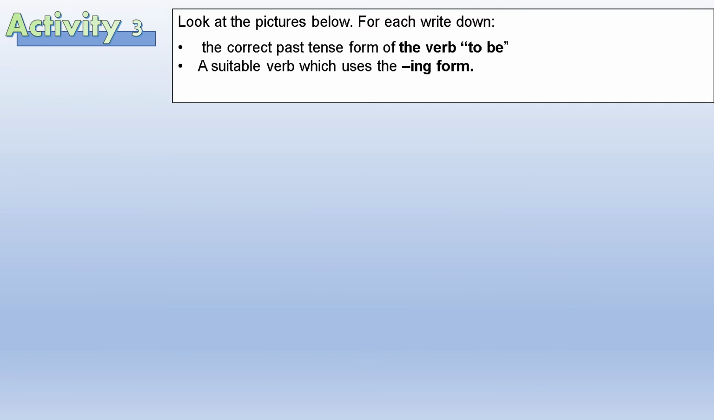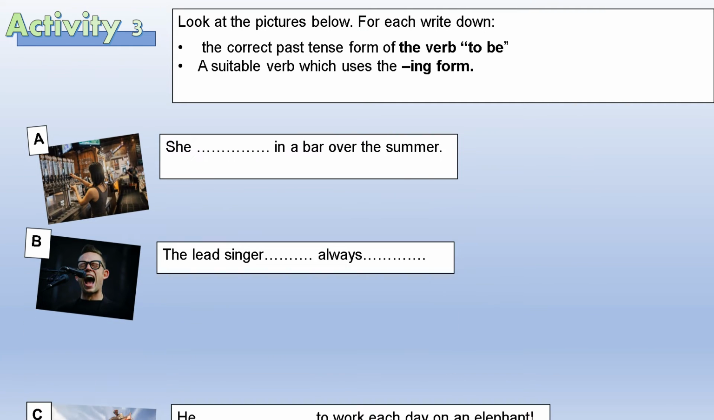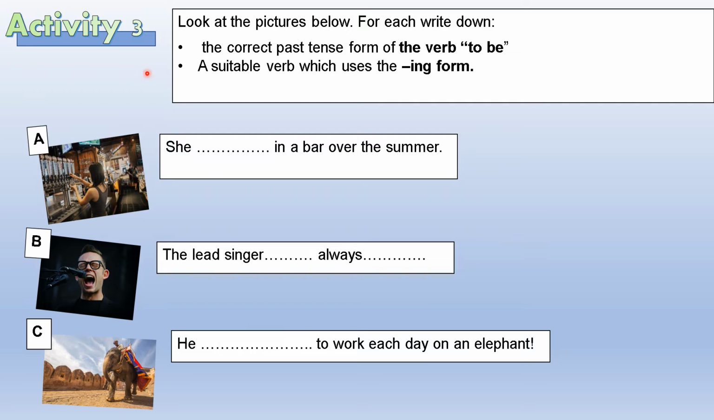Okay, activity 3. Look at these pictures. For each one, add the correct past tense form of the verb to be, and then a suitable verb which uses the ing form. So for A, she, something, something, in a bar over the summer. What could be missing there? She, something, something, in a bar over the summer.